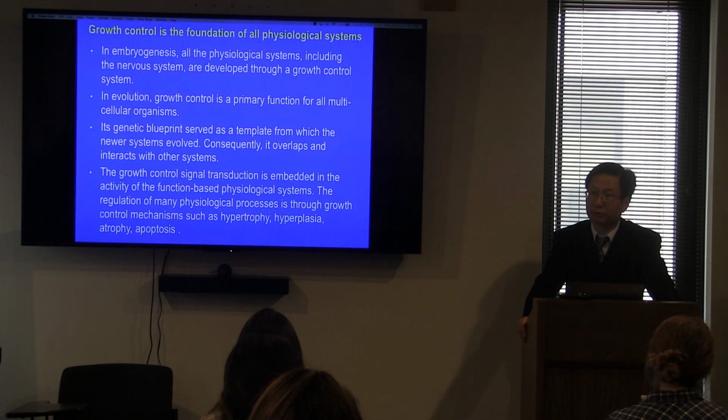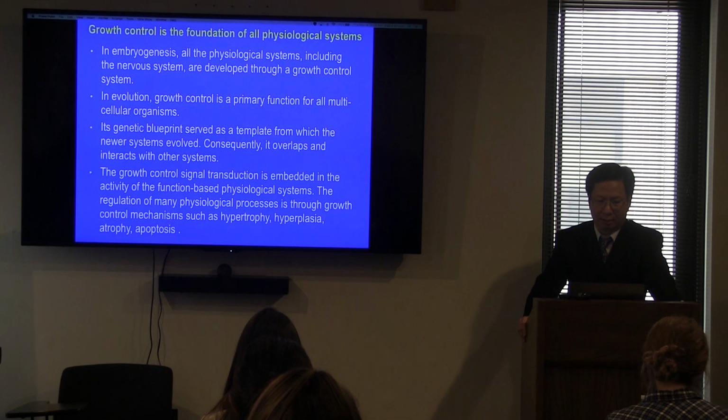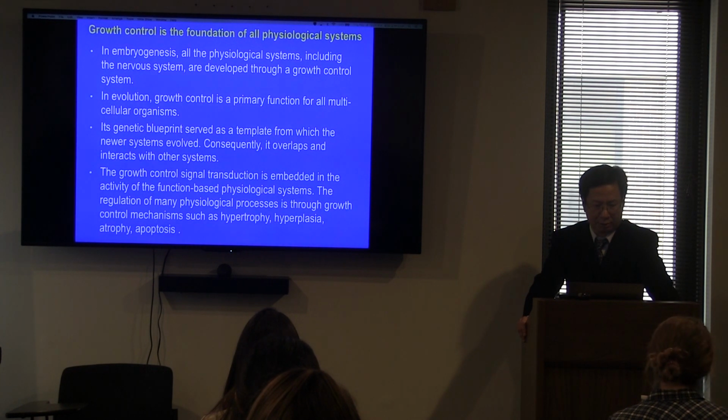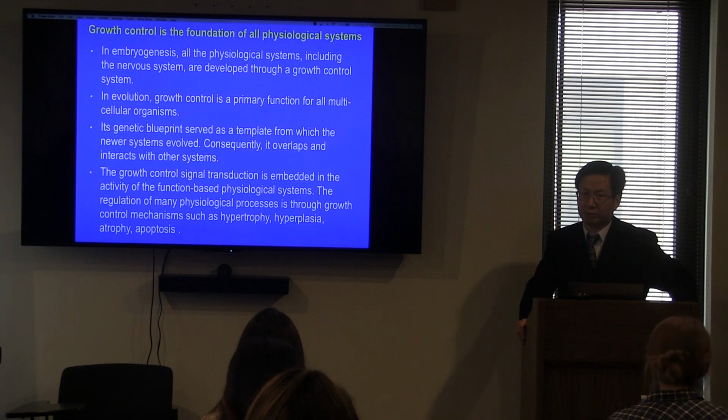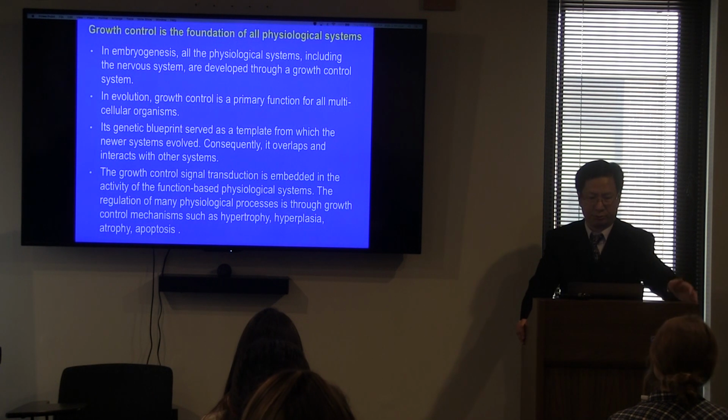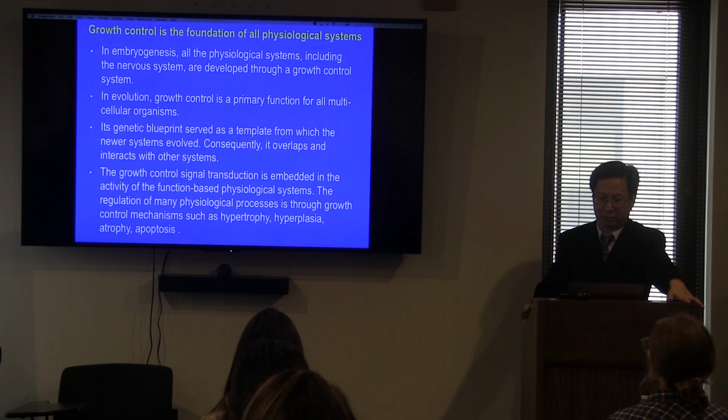And we know also the growth control signal transduction is embedded in a lot of the physiological control mechanisms, like the regulation of numerous physiological processes through growth control mechanisms such as hypertrophy, hyperplasia, or atrophy, or apoptosis. And we know a lot of genes involved in the growth control are also involved in the physiological control as well. There's a lot of overlap.